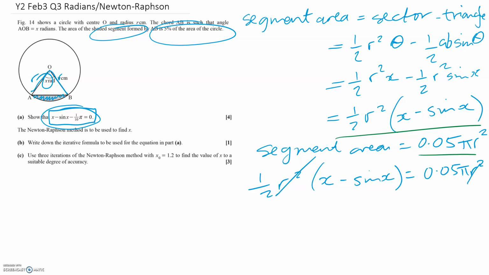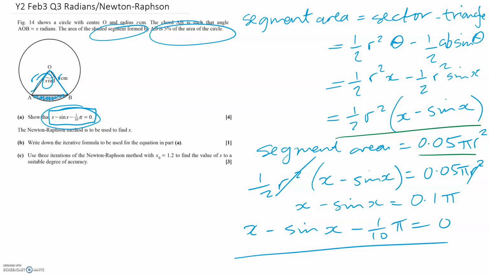and you could probably multiply everything by 2. So if we multiply everything by 2, we've got x minus sine x equals 0.1 pi, and then if we get everything to equal 0, we've got x minus sine x minus 0.1 pi, which is 1/10 of pi, equals 0. So that's part A done.